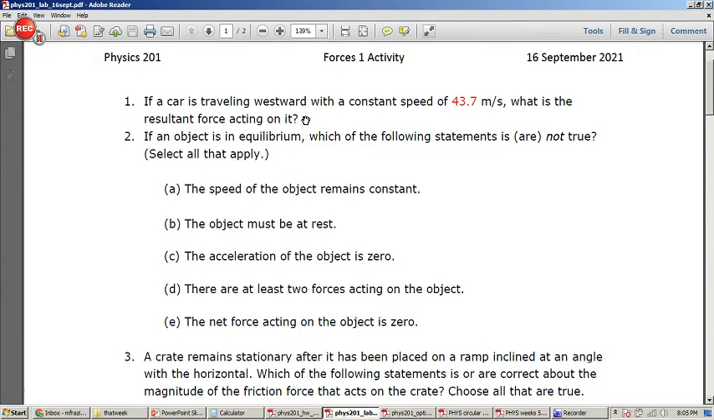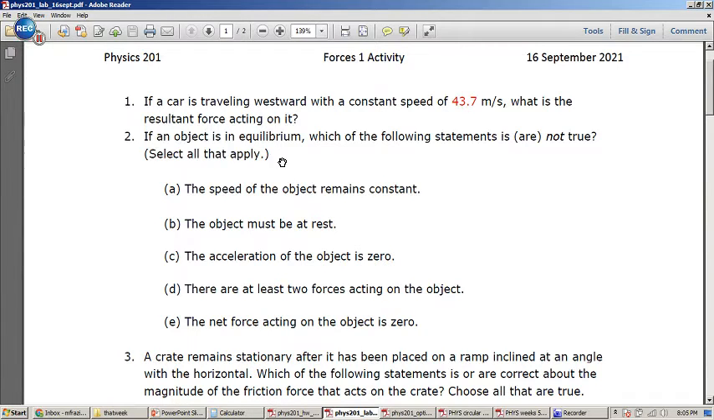So, number 1 is a question about Newton's first law. What do you know about the force if the speed is constant? And it's in a constant direction, so it's not circular, it's going in one direction with constant speed.